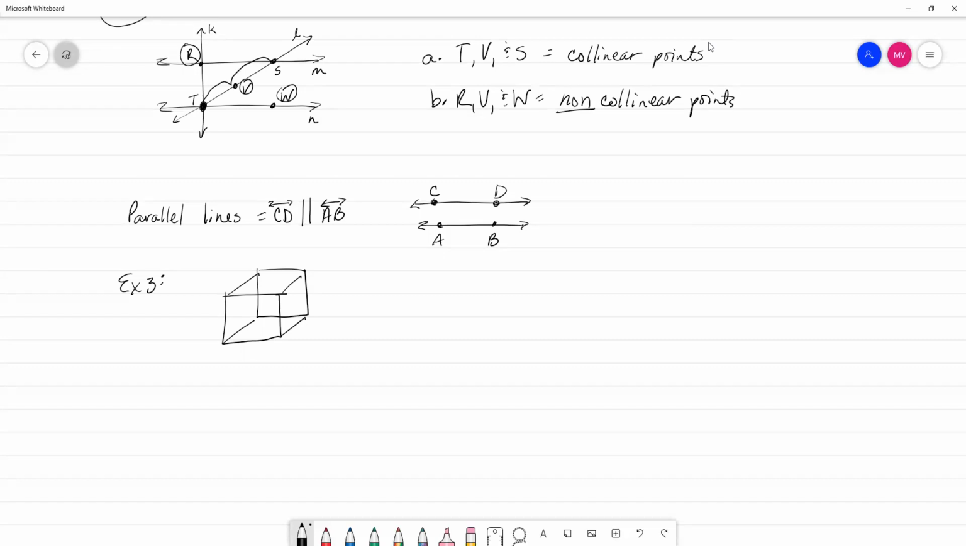All right, so if we're looking for 2 pairs of coplanar lines, then you should have a couple of options. So we have A and B, and then B and C.